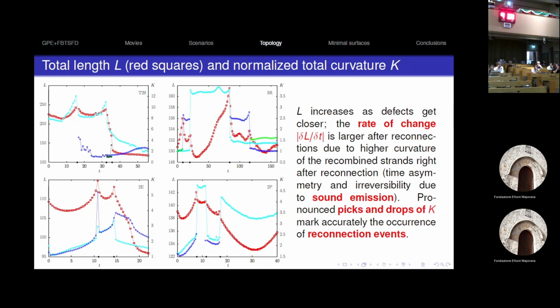And then the color plots are curvatures. Since there are many loops, you have different colors, and you can see that through reconnections, there is a jump in the curvature, obviously.